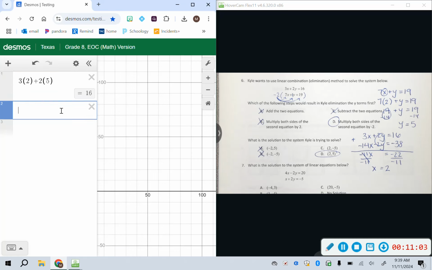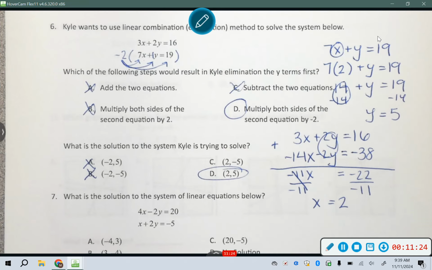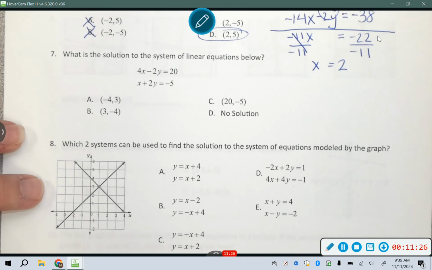Let me type it in the other one. 7 times x, which is 2, plus y, well, we said y is 5, should equal 19, and it does. Here's 19, here's 19, so I know D is my answer. We can check our work on our own. Okay, so look at number 7.